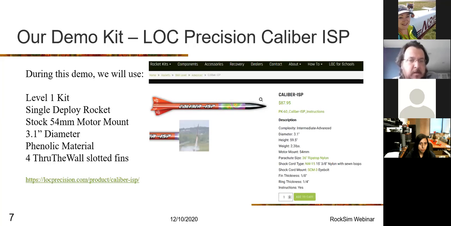It's a level 1 kit. It's a single deploy rocket. It has a stock 54mm motor mount, 3-inch diameter. It's kind of standard. It's maybe a little on the small side for your competition rockets. Mind you, you will be using a dual deploy for your competition rocket, but this will be sufficient to demo today's Roxim.